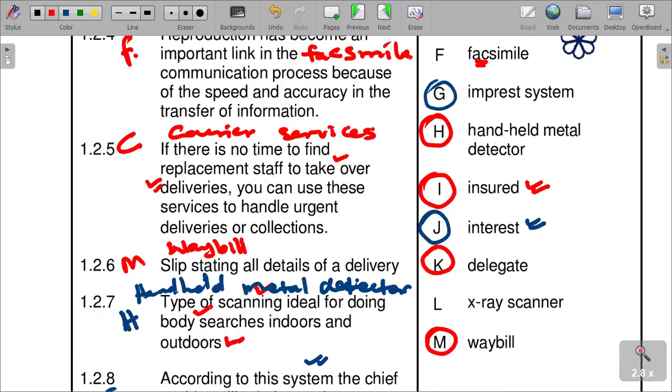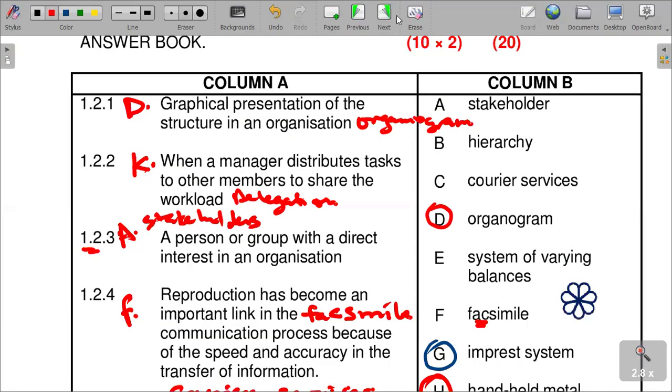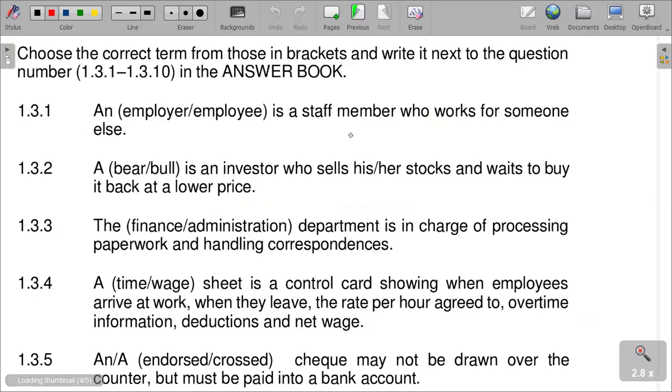These are just some of the questions that you will see when you go to the exams. Let's go quickly to the next question. You choose the correct answer from the answers given in the brackets. Number 1, a dash is a staff member who works for someone else. It is an employee. An employee is the one who works for someone.